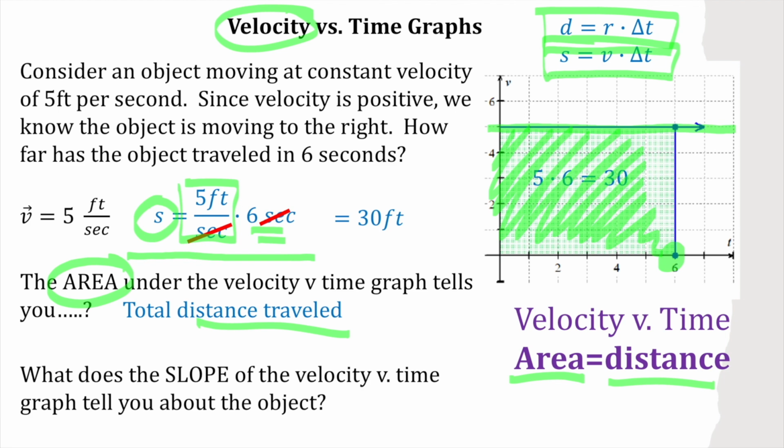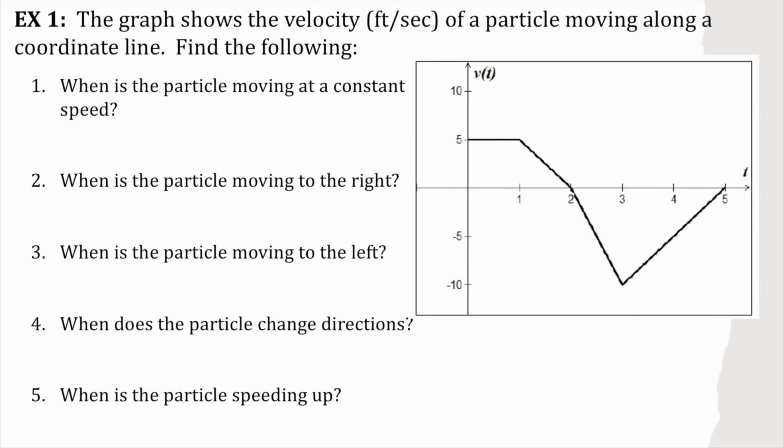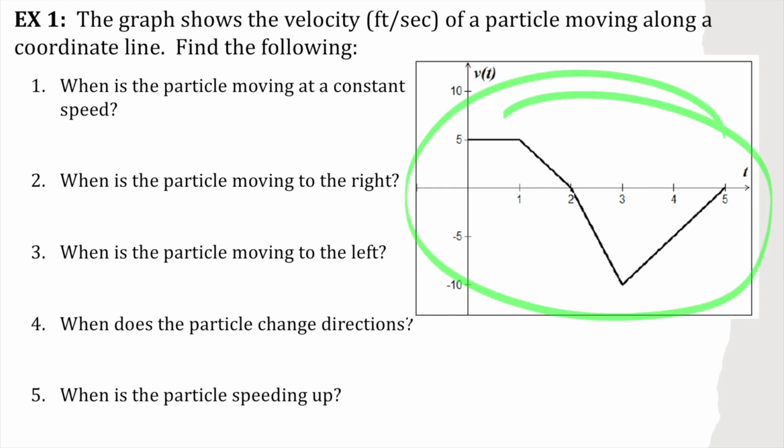Well, if the area equals distance, what does the slope of the graph tell you about the object? The slope tells you the acceleration. Very interesting. This graph here on the right, it's a velocity graph. It tells you that up here, v of t. So we have velocity on the y-axis and time on the x-axis. And the rest of this lecture, we're going to be analyzing this graph.